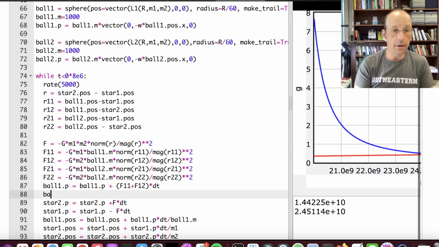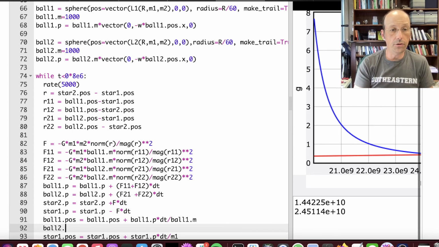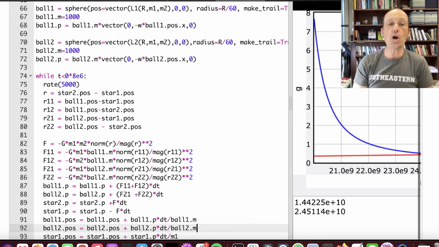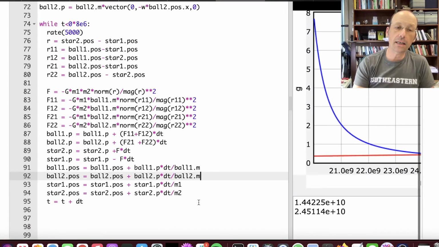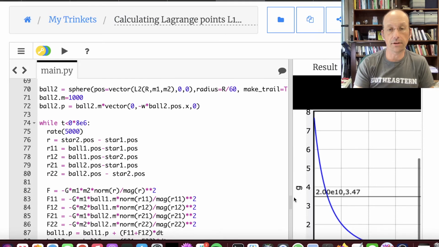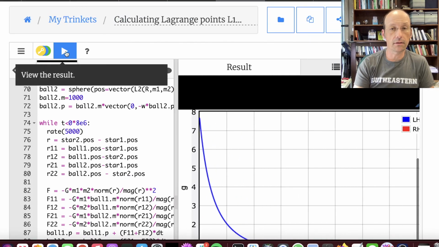Now I need to update the momentum of ball 2 plus F21 plus F22 times dt. Now I need to update the position. Ball 2.pos equals ball 2.pos plus ball 2.p times dt divided by ball 2.m. Boom! And finally, that's it. Okay, let's see if this thing runs. What do you guys think? Do you think it's going to run?